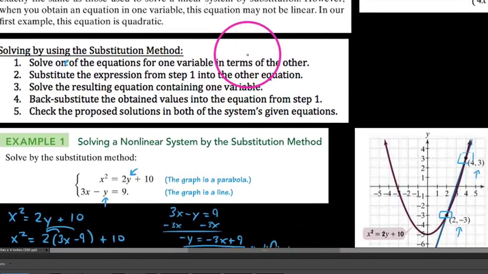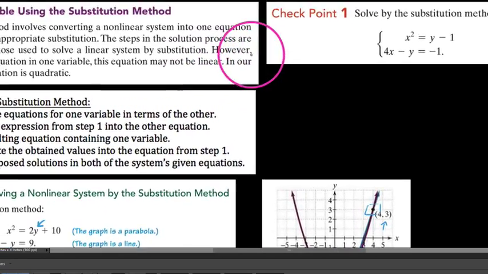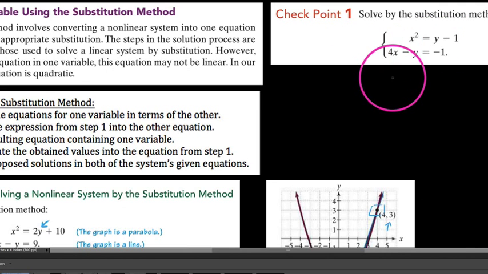So here's what I want you to do. I want you to try to solve this system on your own. We've got x squared equals y minus 1, and 4x minus y equals negative 1. You can see this is very similar to the one we just did. Then come up with 2 different solutions here if they exist.